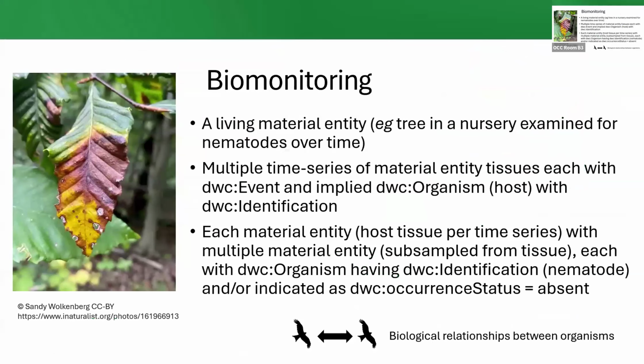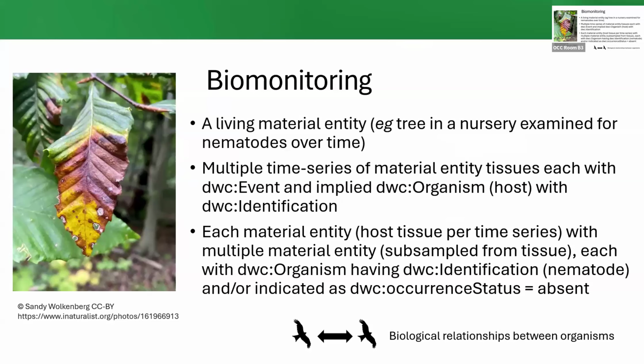For biomonitoring research, it's typically the case that a living material entity or an environmental sampling of soil or water is done over a span of time. For example, a living material entity, for example a tree in a nursery, is examined for nematodes over time, as is depicted in this picture. Multiple time series of material entity tissues, each with Darwin Core Event and implied Darwin Core Organism, the host, with Darwin Core Identification.